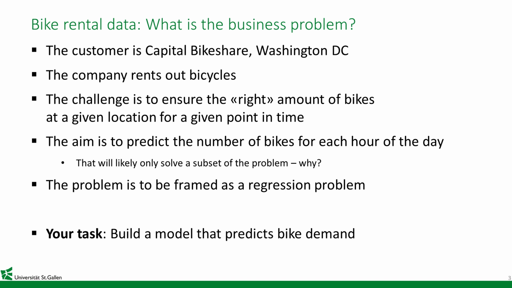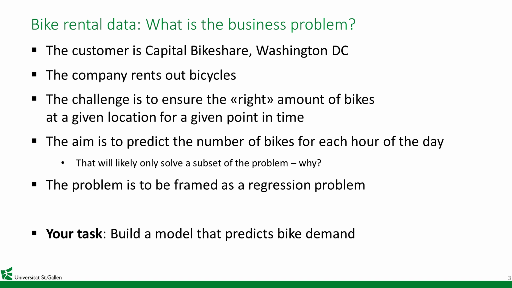So the aim of the analysis is to predict the number of bikes for each hour of the day. This is very helpful so that the company can estimate at this day, this season, this month, how many bikes they need to provide for potential customers. This of course only solves a small subset of the problem, because in this analysis we do not consider where those bikes are needed, nor how we get those bikes to that location. So the whole logistics point of view is not considered in this prediction analysis.